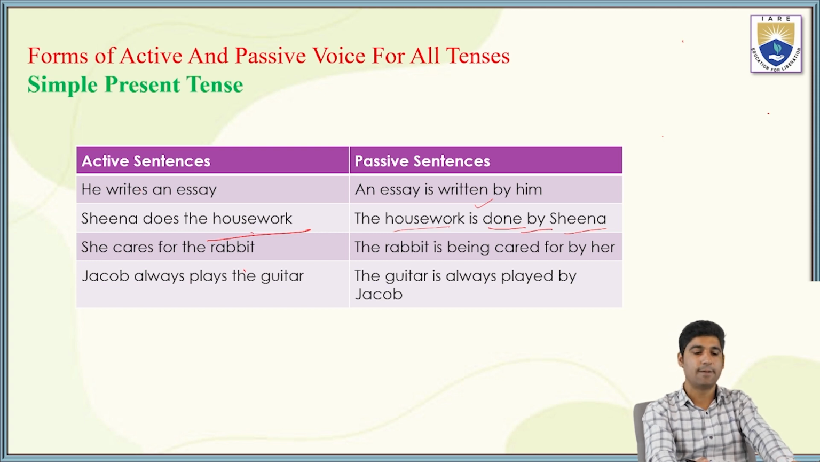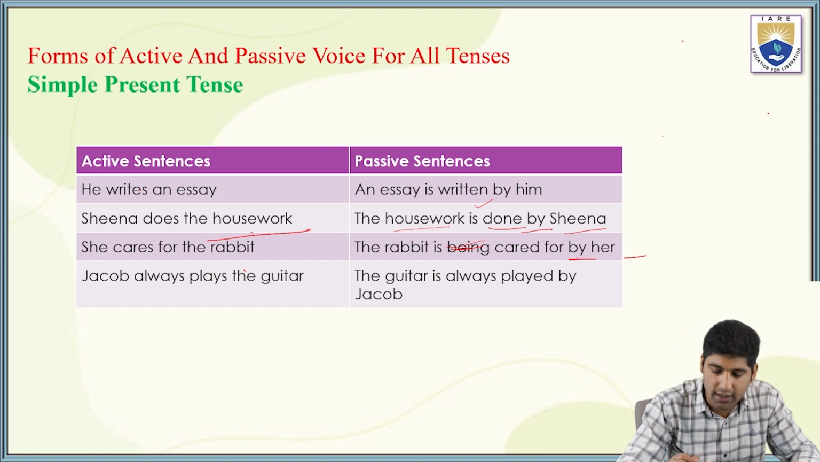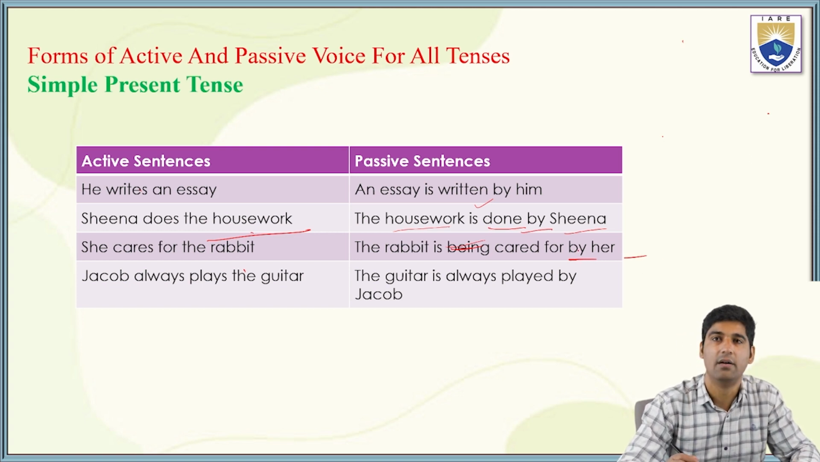The rabbit is cared. Third form of care is cared, C-A-R-E-D. Rabbit is cared by her. So we cannot use "for" by her, we can only use "by her." That's a correction.